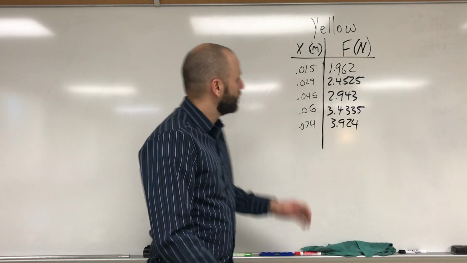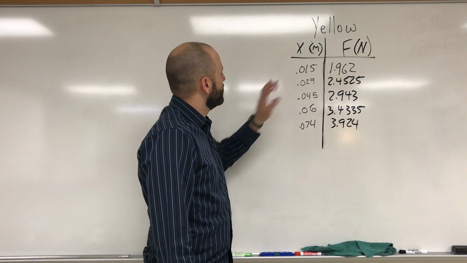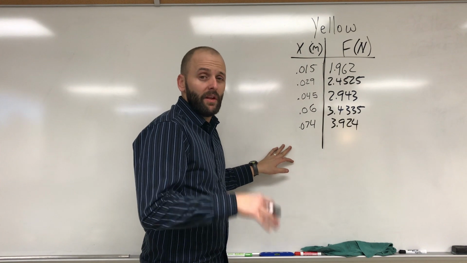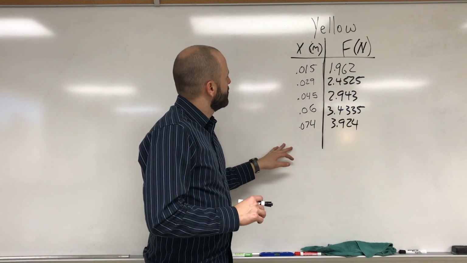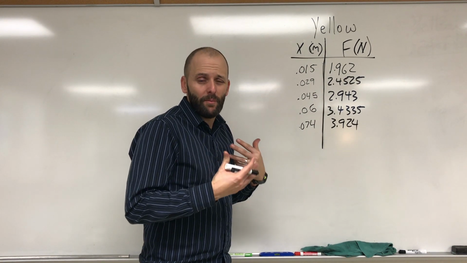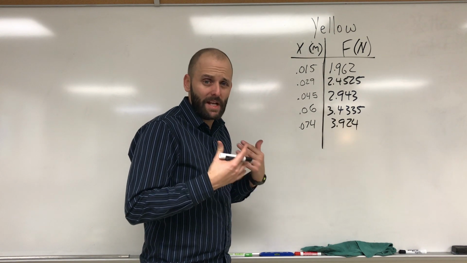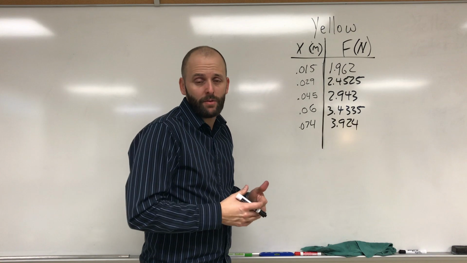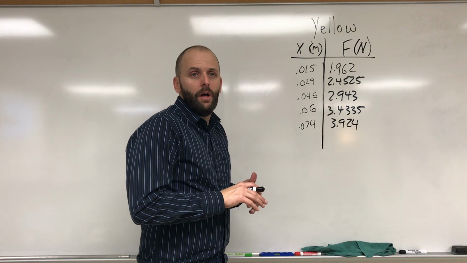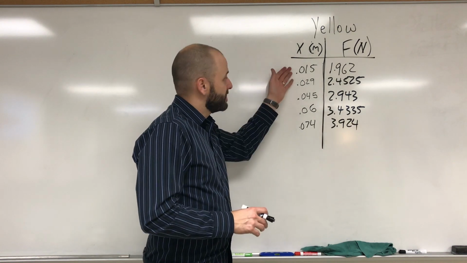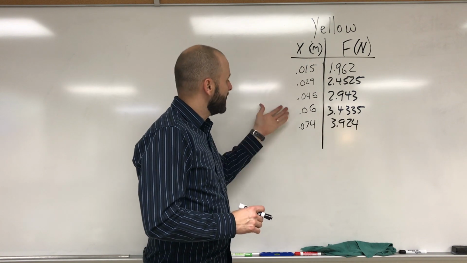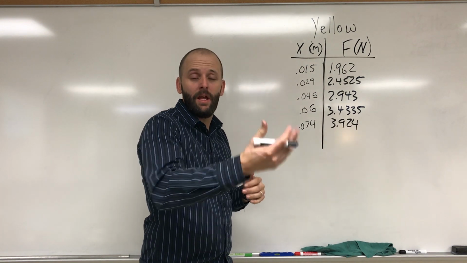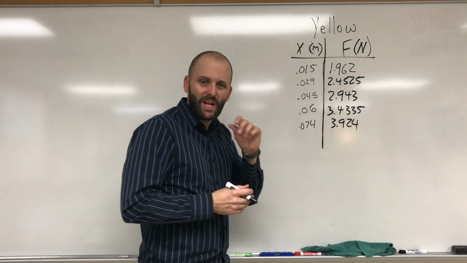Okay, so here's the data collected for the yellow. A little bit different data. It resembles the red more than it does the white or the green. So if I have to make some connections for right now, it would look like the red has the least spring constant because it has the greatest change. Then the yellow has the next greatest change, then the white has the next, and the green was the one that changed the least.